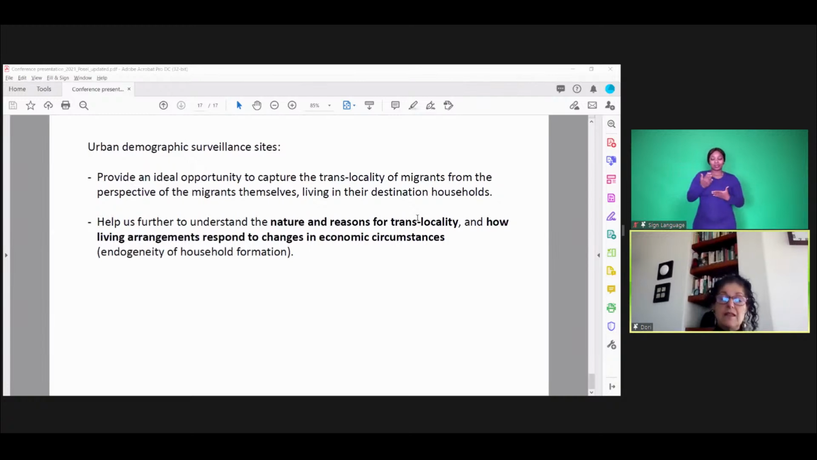because they provide an ideal opportunity to capture the translocality of migrants from the perspective of the migrants themselves living in their destination households. And the collection of these data would go a long way to helping us understand further the nature and reasons for translocality and for how living arrangements respond to changes in economic circumstances, or what economists refer to as the endogeneity of household formation.